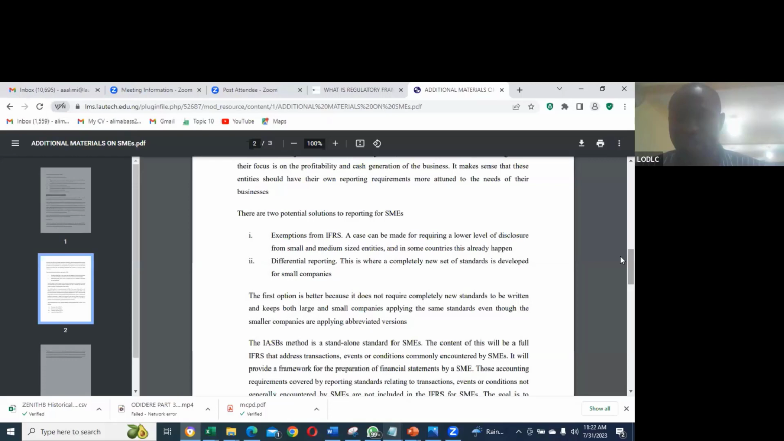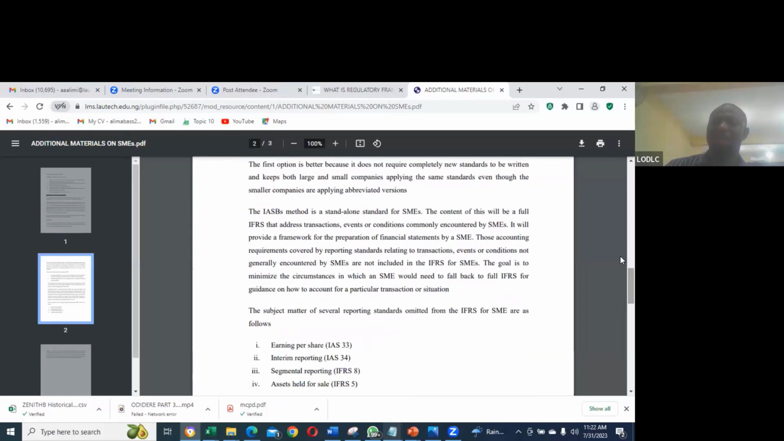Then the IASB method is a standalone standard. It's a standalone standard for SMEs. The content of this will be a full IFRS that addresses transactions, events, or conditions commonly encountered by SMEs. It will provide a framework for the preparation of financial statements by small and medium enterprises. Those accounting requirements covered by the reporting standards related to transactions, events, or conditions not generally encountered by SMEs are not included in the IFRS for SMEs. So what we are saying is that in the IASB framework, we should have IFRS for SMEs.